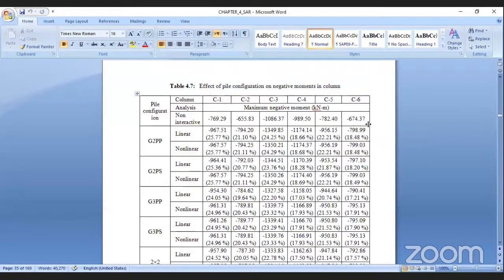And these are the negative bending moments. Now, negative bending moments are increased here, by maybe around 18 to 19%, and here it was increased by 25%.